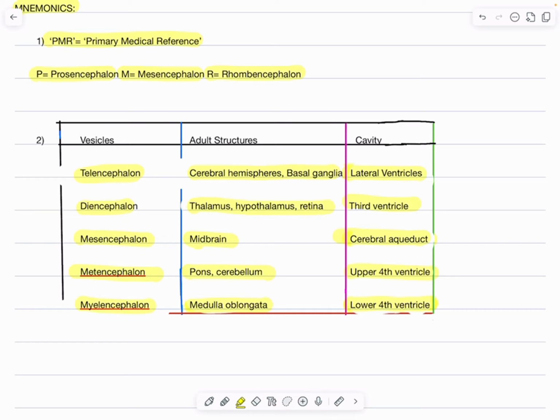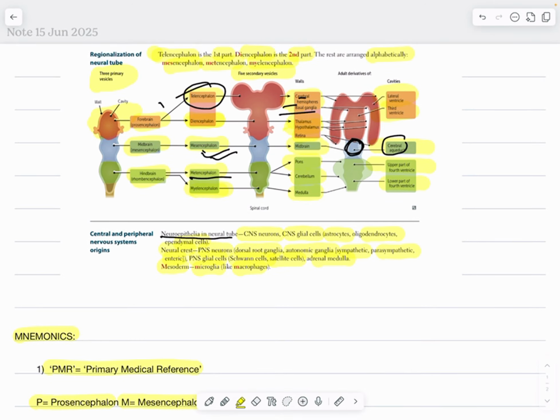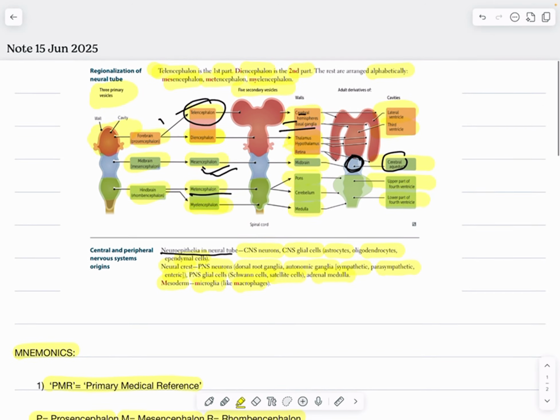So these are very important topics from neurology, and you should remember this.